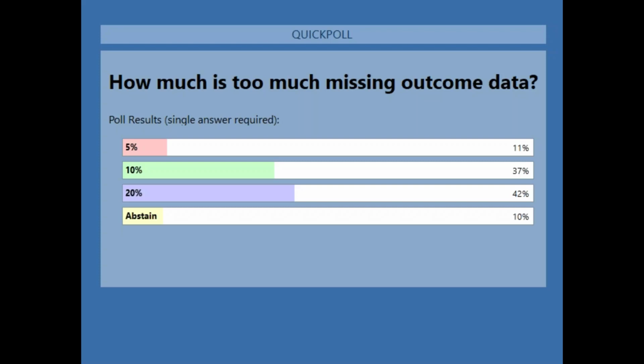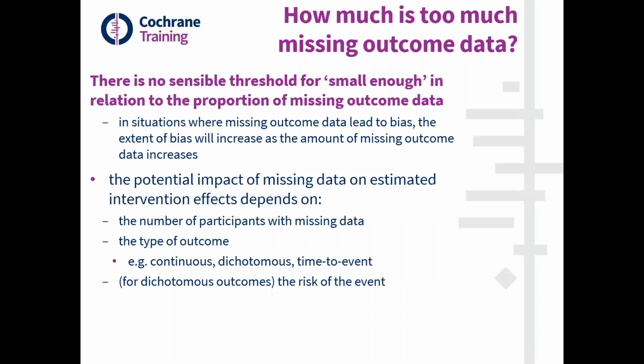Although it is true that if missing outcome data are leading to bias, then the more data that are missing, the more bias there will be. But there's a continuum, and to draw a threshold along that is not helpful because it's not the only consideration in terms of the extent or the risk of bias due to missing data.